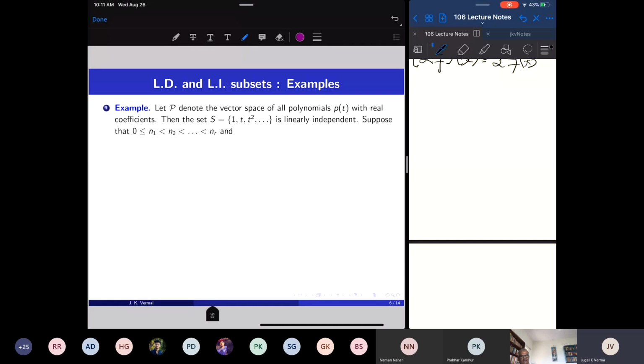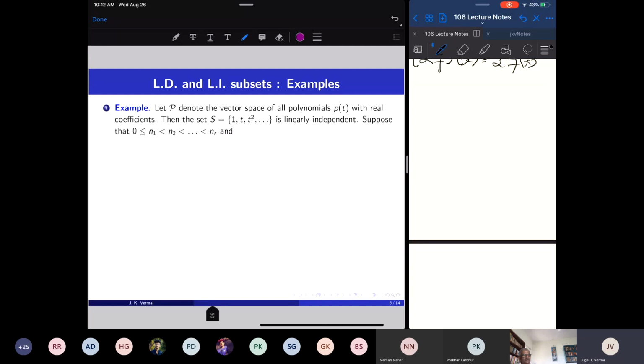So therefore, I have proved that if I take any distinct real numbers α1, α2, ..., αn, and construct the exponential functions e^(α1 x), e^(α2 x), etc., then these distinct exponential functions are linearly independent. So the vector space of all continuous functions has arbitrarily large linearly independent sets of functions. This is how a vector space of continuous functions is different from an n-dimensional Euclidean space Rⁿ.